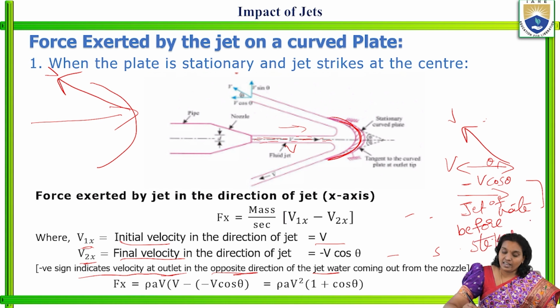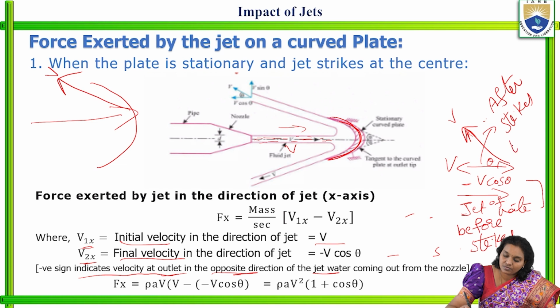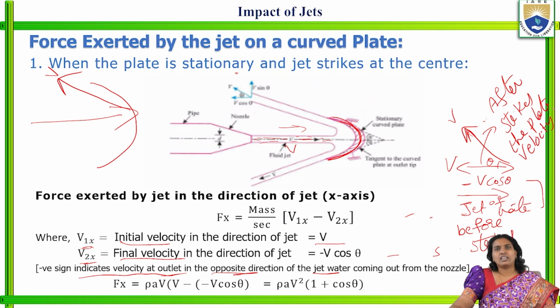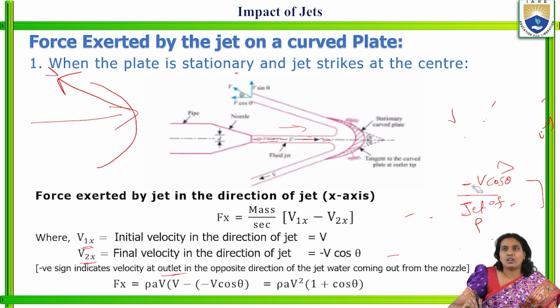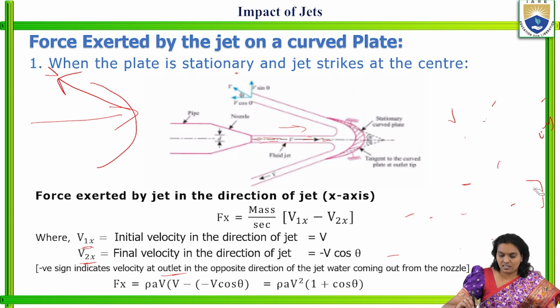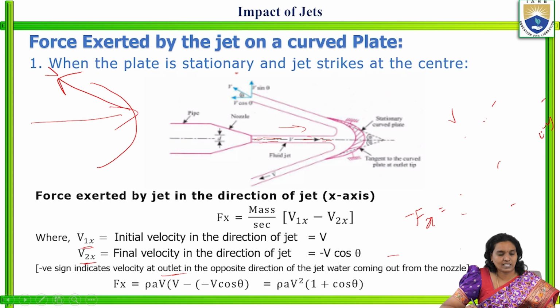Before the jet strikes, and this is the direction after it strikes the plate, velocity and direction, like that we are going to consider. Now this F of x, like that we are understanding the force with respect to the x-axis, the force exerted by the jet in the direction along the x-axis.